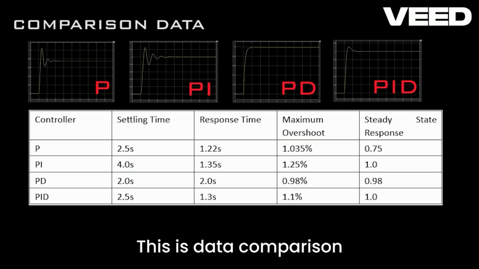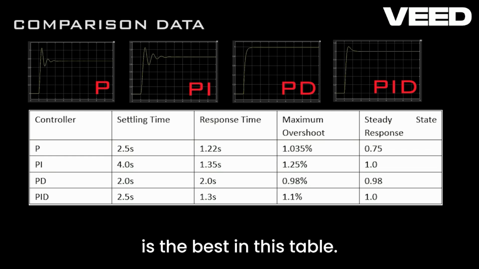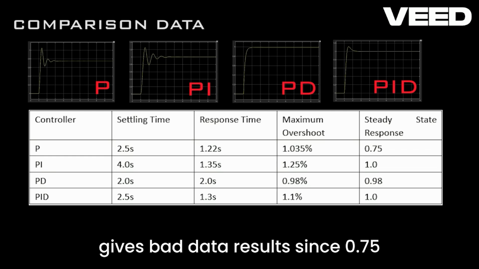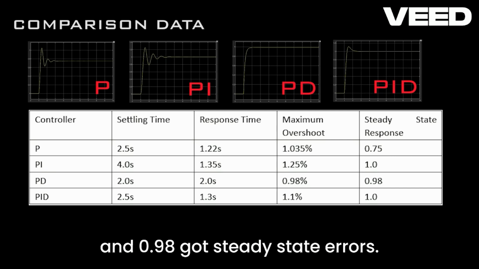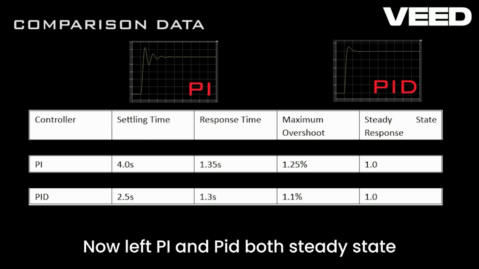This is data comparison for the PID controller. Now let's find which characteristic is the best in this table. We know that steady state error gives bad data results. Since 0.75 and 0.98 got steady state errors, remove P and PD. Now left PI and PID.